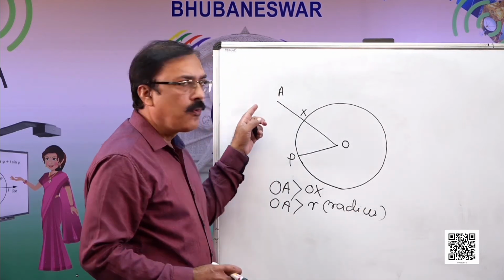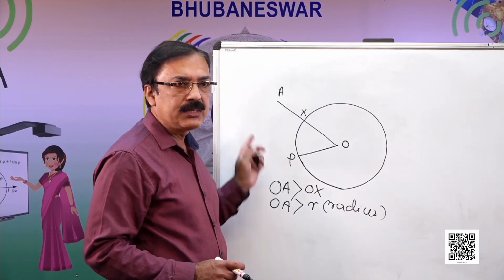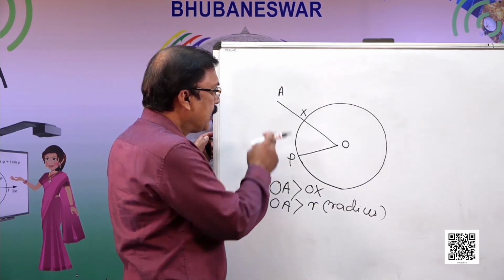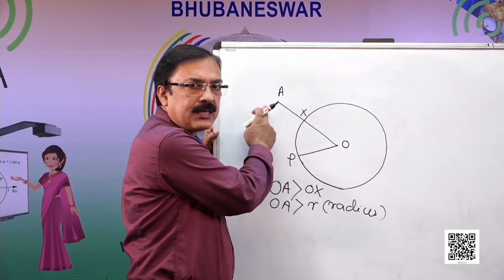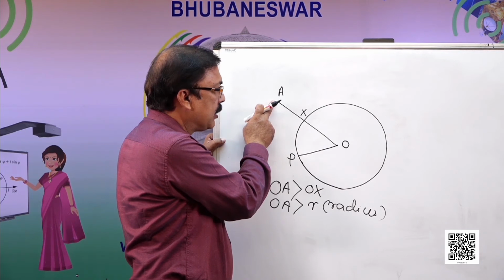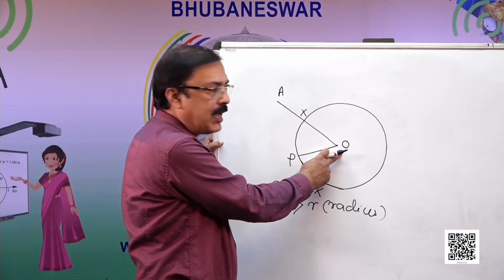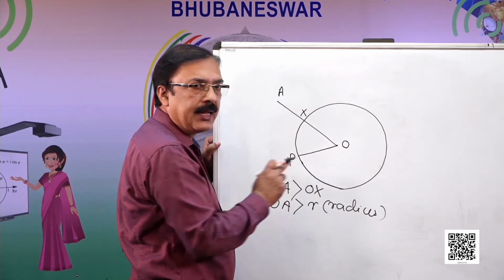Now you see where is A? A is at the exterior of the circle. So when the point is at the exterior of the circle, the distance of the point from the center is always greater than the radius.